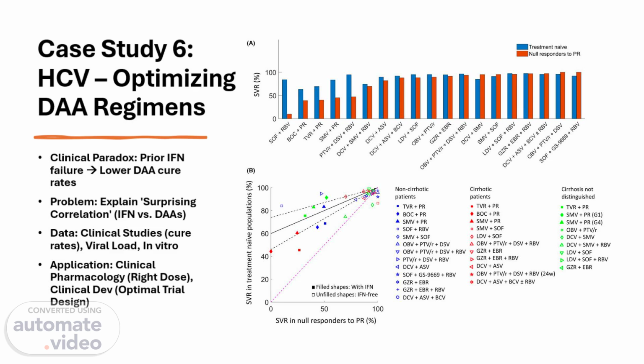We gathered extensive data from clinical studies on cure rates, viral load, and in vitro experiments. The application here is directly for clinical pharmacology, determining the right dose, and clinical development, designing optimal trials. The charts on the right illustrate these complex response patterns to various DAA regimens.